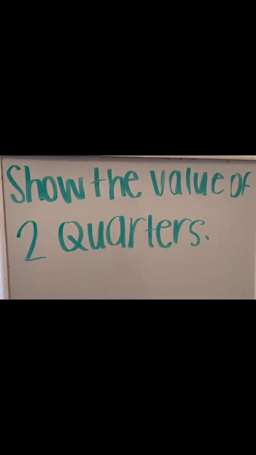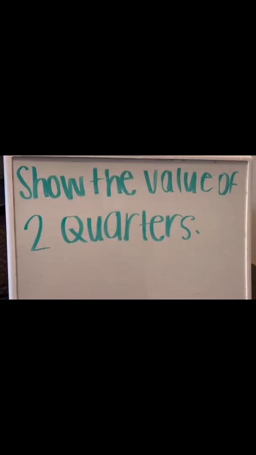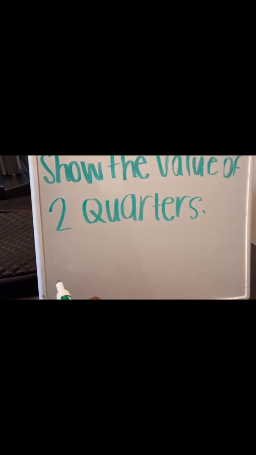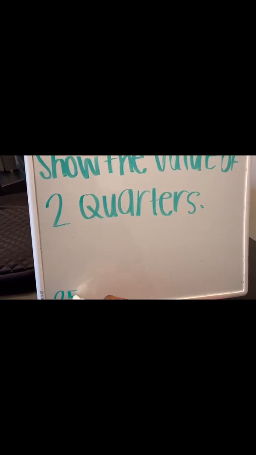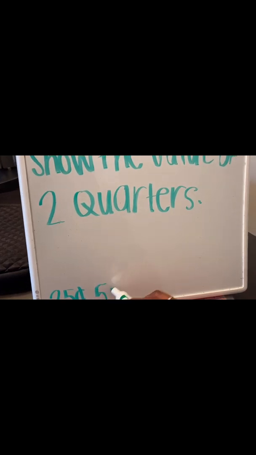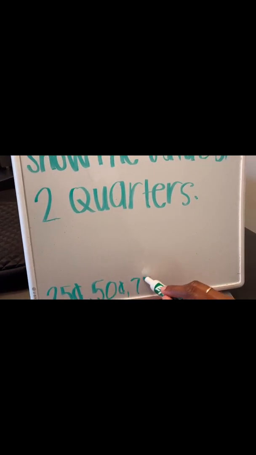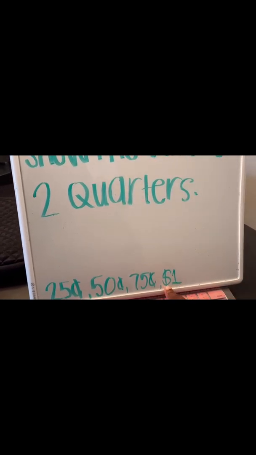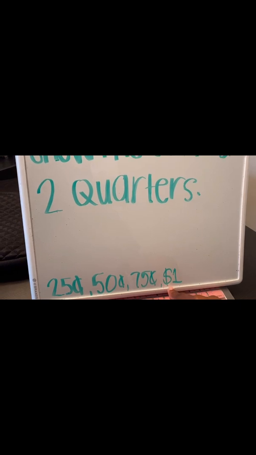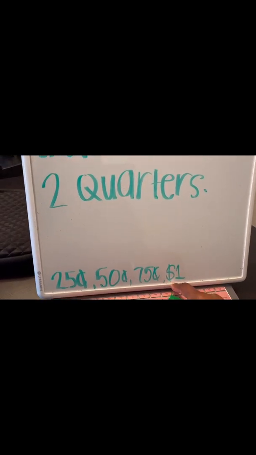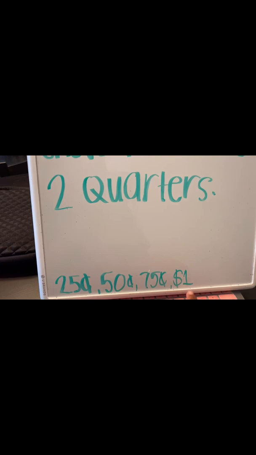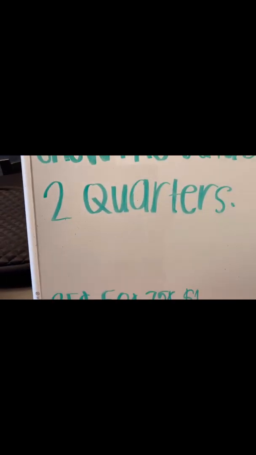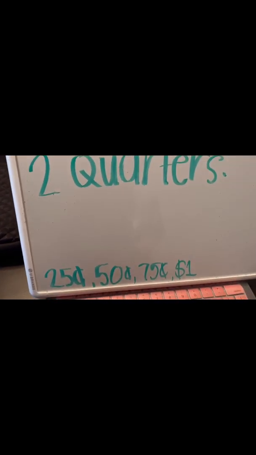Now, we're going to show the value of 2 quarters. Now, quarters sometimes can be a little harder for us to count by. So, a thing I like to teach is to write 25, 50, 75, $1. And this is a dollar sign. We only write this when we have dollar bills. So these are cents. This is a dollar. Now, just keep that nearby. If you always kind of trip up when you're counting quarters, you can revert back to this.